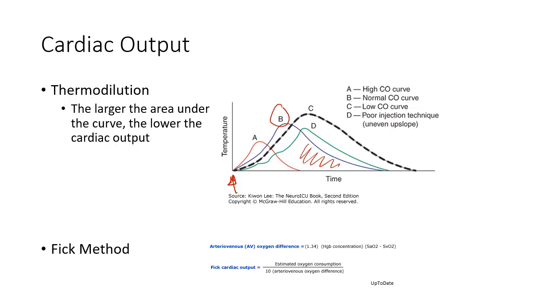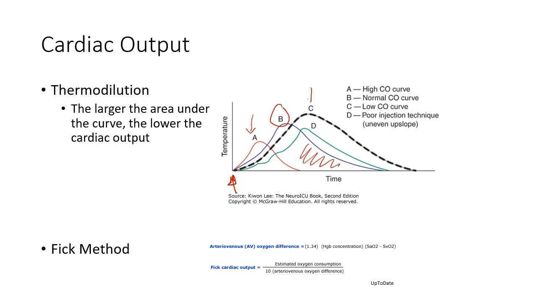Now, if you imagine a very high cardiac output, that temperature differential is going to be reached much sooner and wash away much quicker. So that's going to be a smaller area under the curve, which corresponds to a higher cardiac output. And by the same logic, if you imagine a very low cardiac output, it's going to take a longer time to reach the peak temperature and a longer time for that cold temperature to wash out.